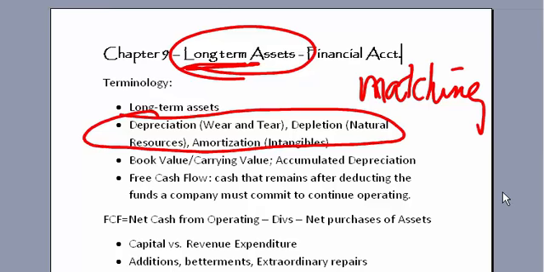Those assets that are subject to wear and tear would be like buildings, equipment, computers, that kind of thing. Items that are natural resources, we don't call it depreciation, we call it depletion. And then intangibles, which would be copyrights, patents, goodwill, items that do not have physical substance but are an asset to us, we amortize. Like with a car, you're going to amortize the cost of your car. You'll create an amortization table.